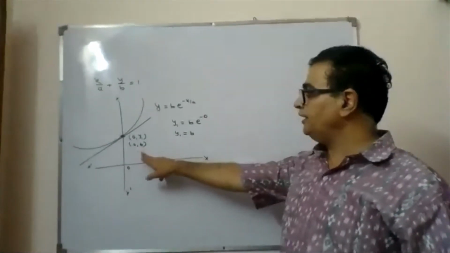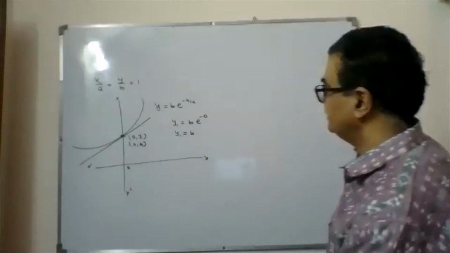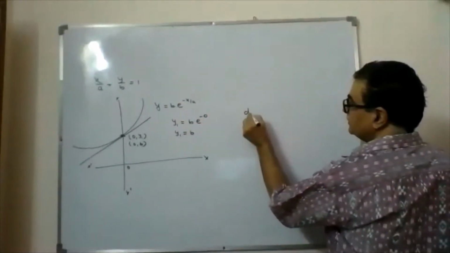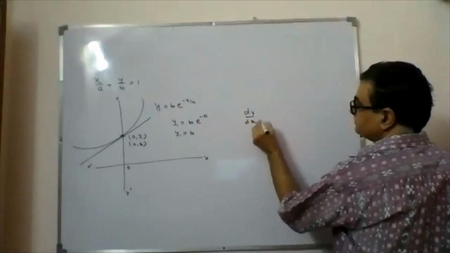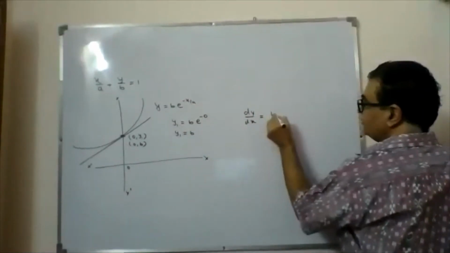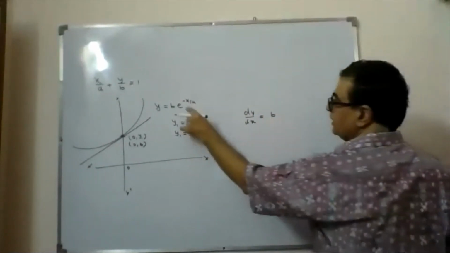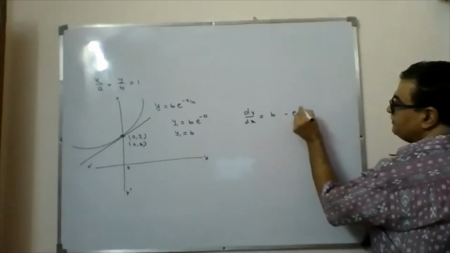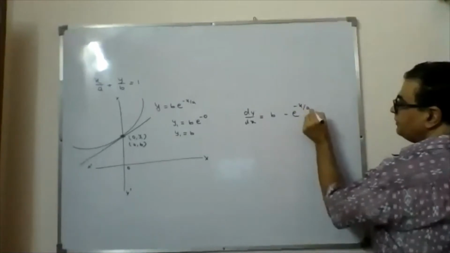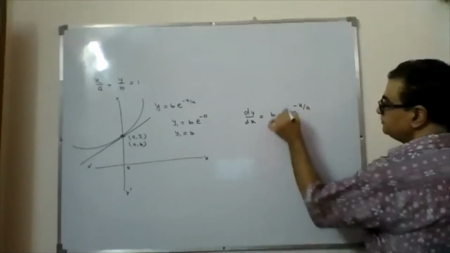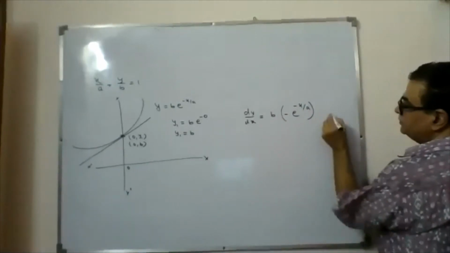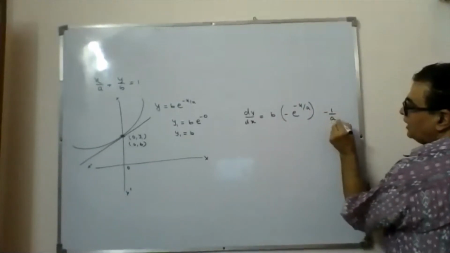As you got this point, now we want the tangent on this. So how to get the tangent? We find dy by dx first. b is a constant, remains as it is. The derivative of e power minus x by a comes out to be e power minus x by a into minus 1 by a.